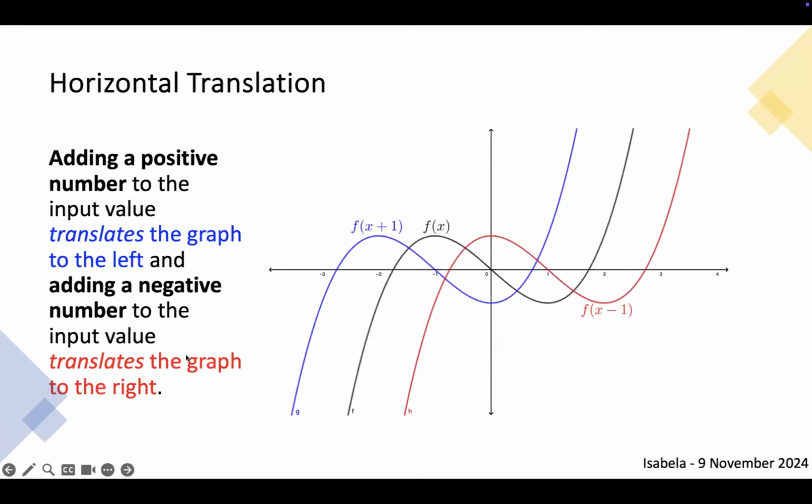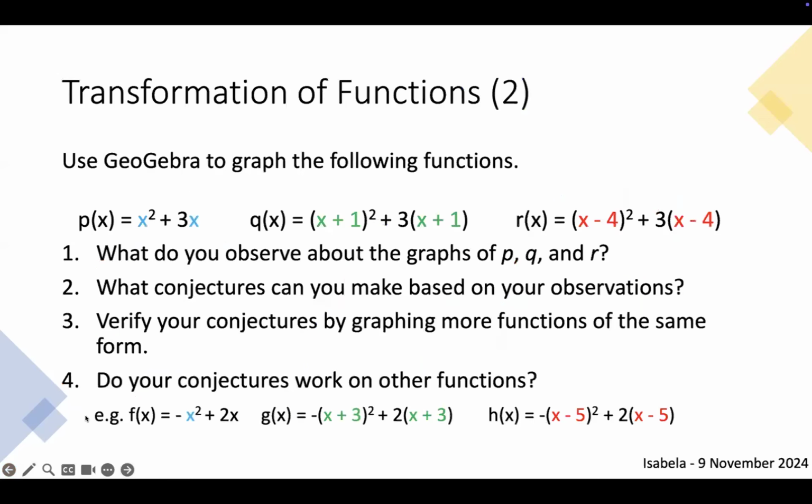Now, what is the difference between input and output? So for example, if I go to the previous slide, if I want to translate up for this graph, what will I do? If I want to translate this by 1 unit up, what should be the equation of P of X? Yes, Vincent? The equation should be P of X is equal to X squared plus 3X plus 1 po.